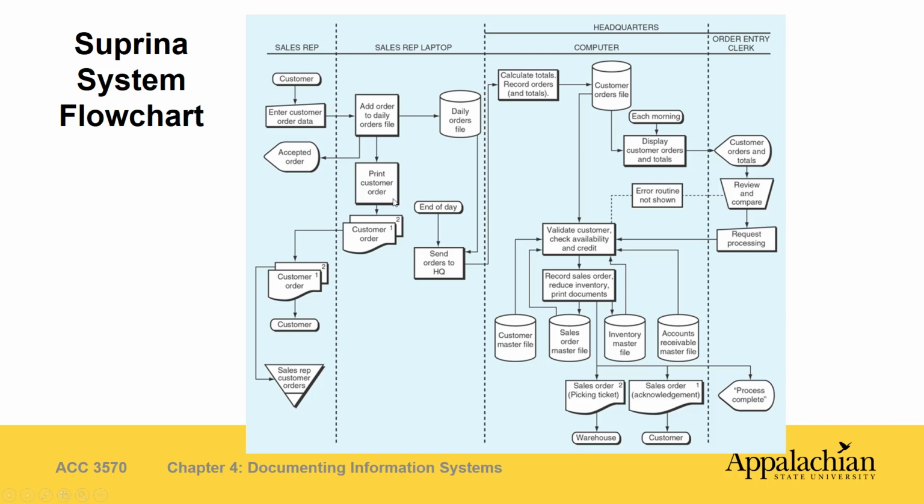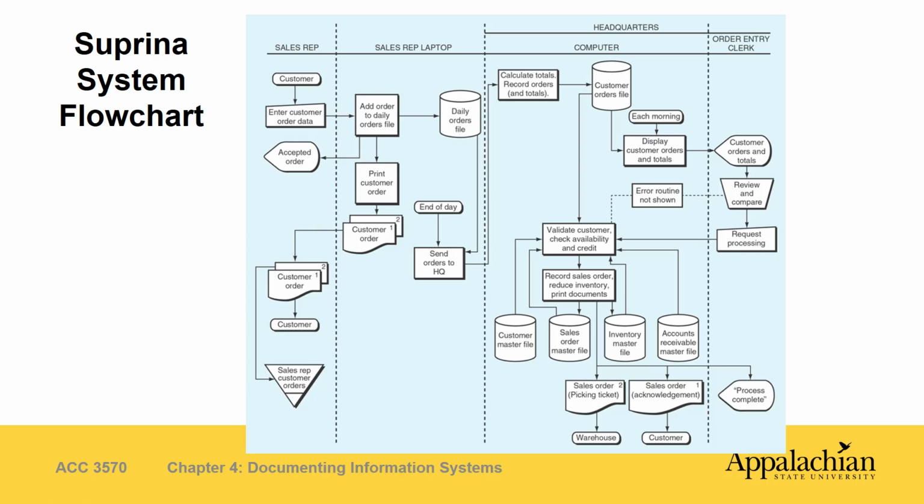Print copy for the customer, though that is the document symbol. And you can see here that it's going to the customer rep, customer orders. That's a file symbol, so it's going into the file. And then you've got here the end of day sales order to HQ. The batch is sent to HQ, goes into the main computer. This is where the clerk reviews and compares the totals. This is the error routine, where if you were going to have the error routine, you would have to drill down further.